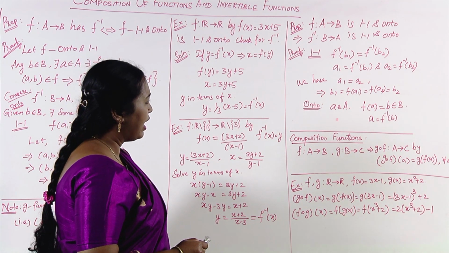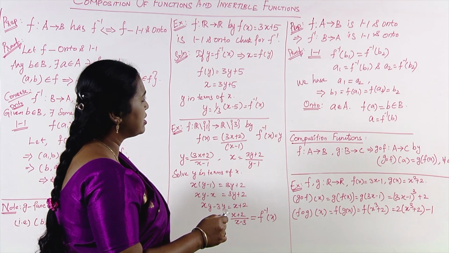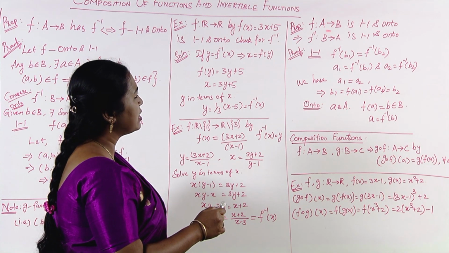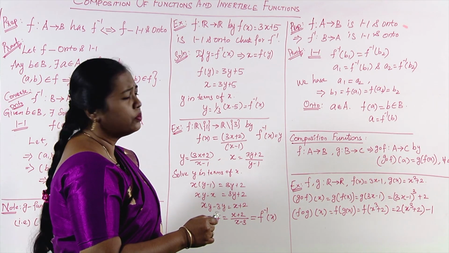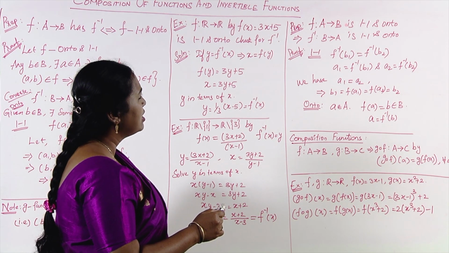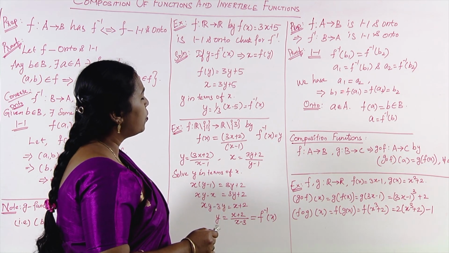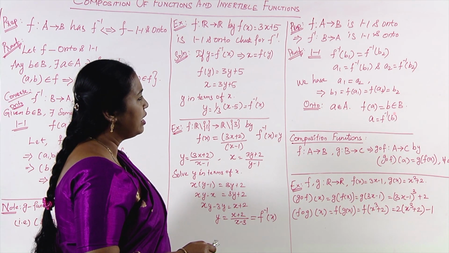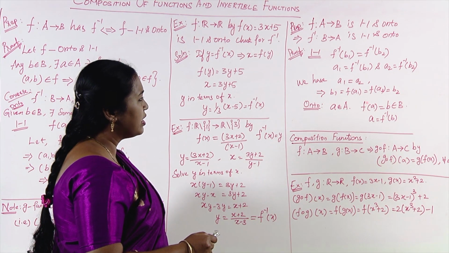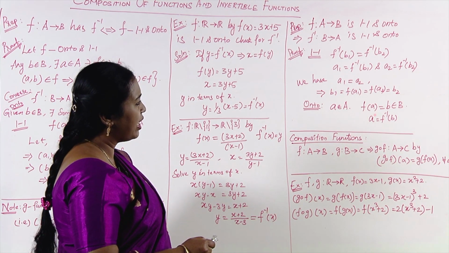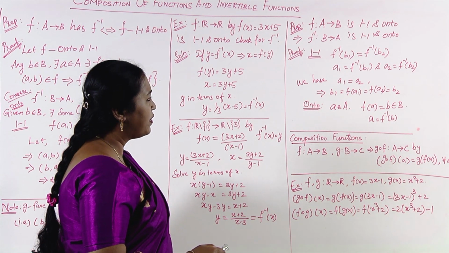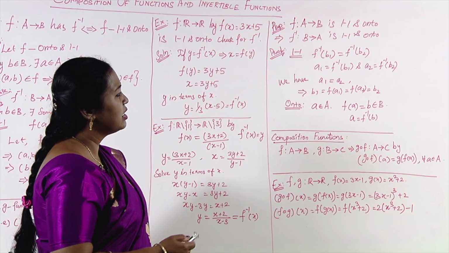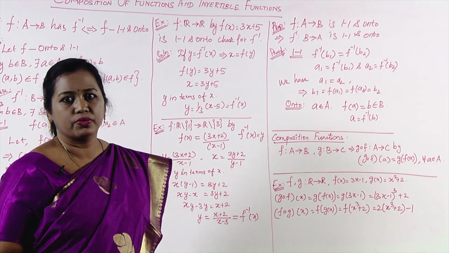If I take any a belonging to A, then f of a is equal to b belonging to B. Why is that? Because f is onto, which means that every element in B has a pre-image in A. So, going by that argument, a belonging to A, f of a equal to b would belong to B. Just reverse this function to the other side. So, you would get a is equal to f inverse of b for every a belonging to A. This means that f inverse is also onto.